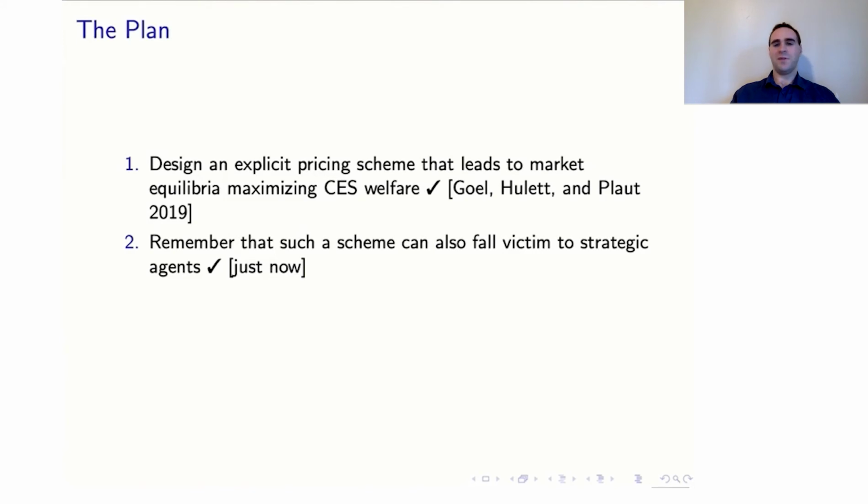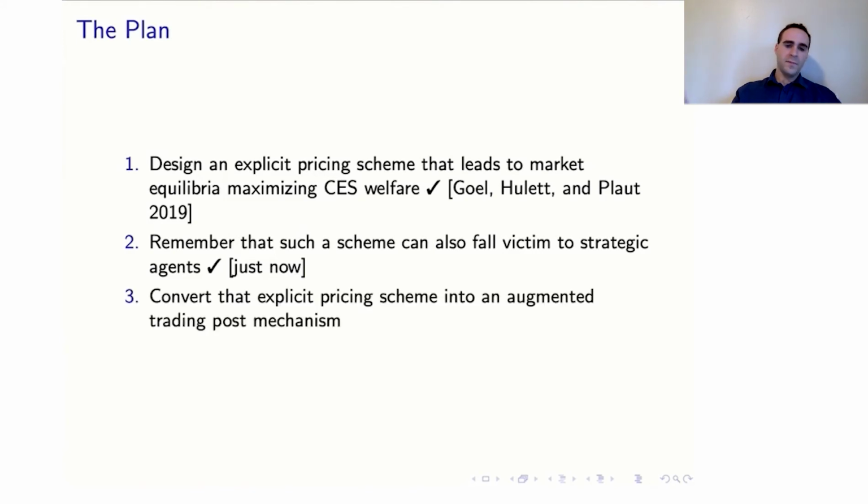So the main thing we're going to talk about is finding a way to convert that explicit pricing scheme into an augmented trading post mechanism. There's going to be a fancier version of trading post that has the same basic idea as trading post, but is generalized using this more sophisticated pricing scheme to handle all of CES welfare instead of just Nash welfare.